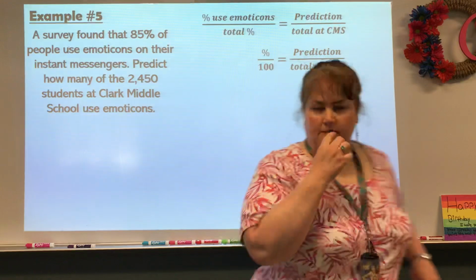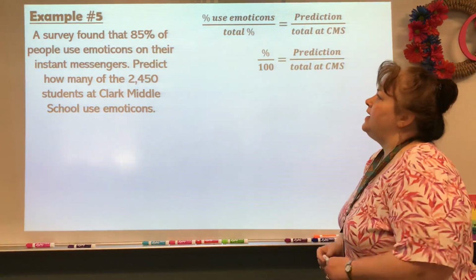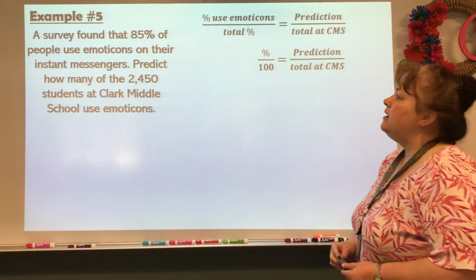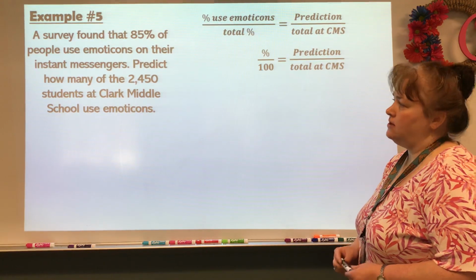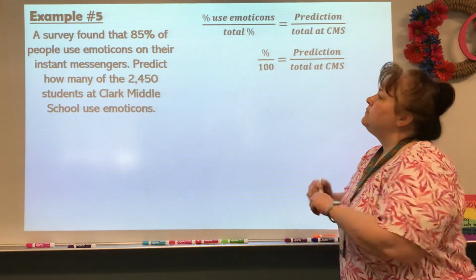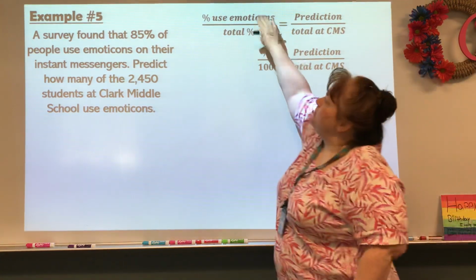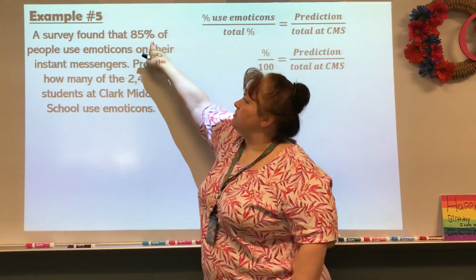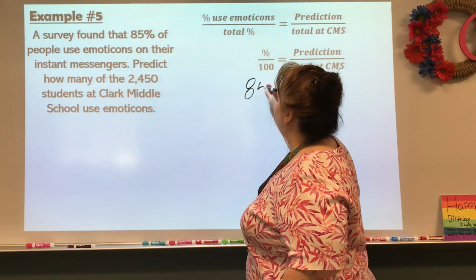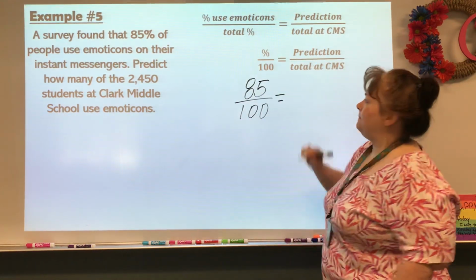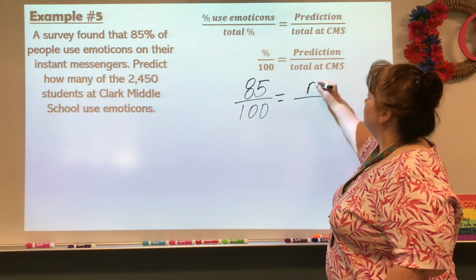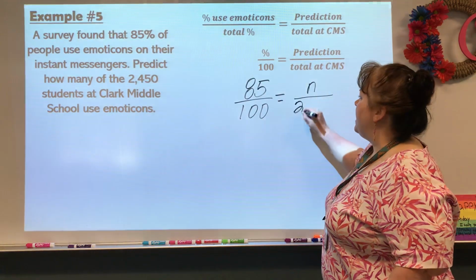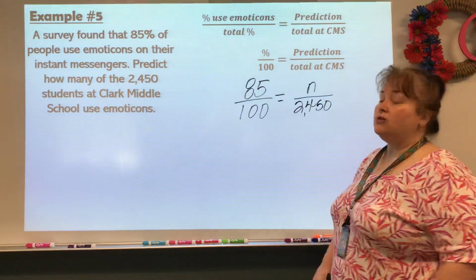Okay, so for the next one, that's a percent. A survey found that 85% of people use emoticons on their instant messengers. Predict how many of the 2,450 students at Clark Middle School use emoticons. All right, so we're looking at how many use emoticons out of the total amount. So our percent over 100. This many use them, that percent, so it's 85 over 100. And then we're predicting, that's our variable, goes with our 85. How many people is that 85%, if we have 2,450 students, okay?